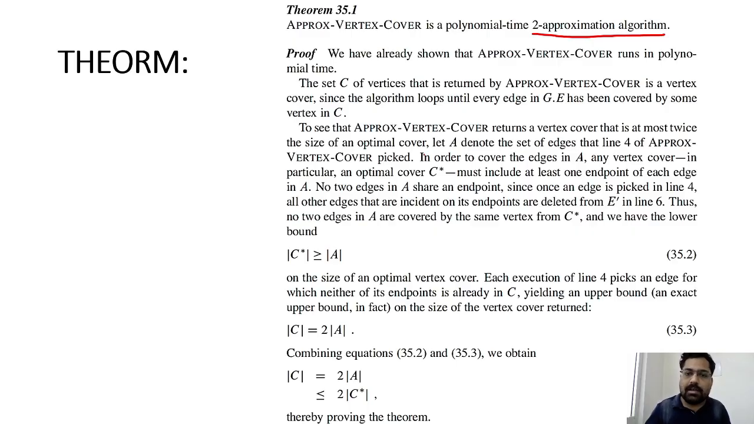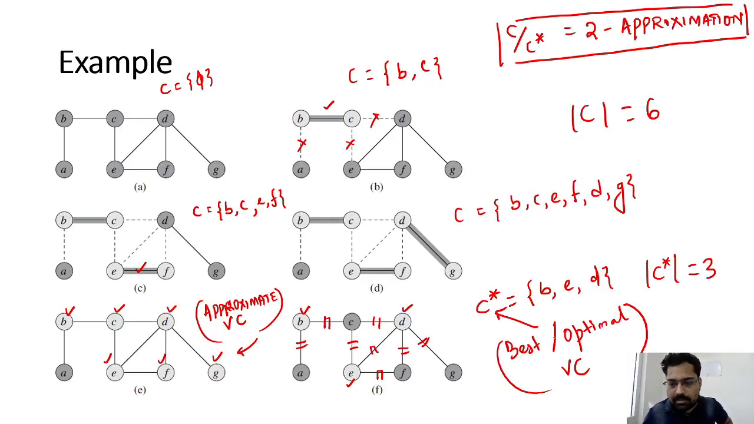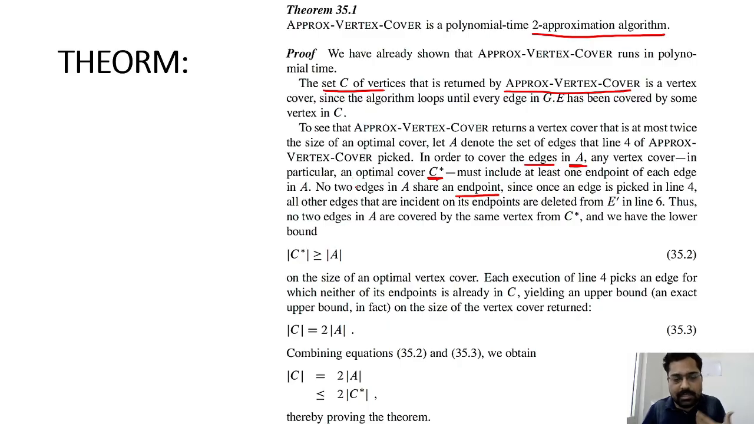So proof: whenever we start a proof, always remember what exactly we are representing. C is represented as the set of vertices that you are getting through approximate vertex cover, as we have already discussed. Clear? And here they have introduced A. A is just an edge, you can say, and an edge A has two endpoints. C star is the optimal vertex cover, the set of optimal vertex cover which we have studied earlier. Clear? So this is the optimal or best vertex cover you can say.